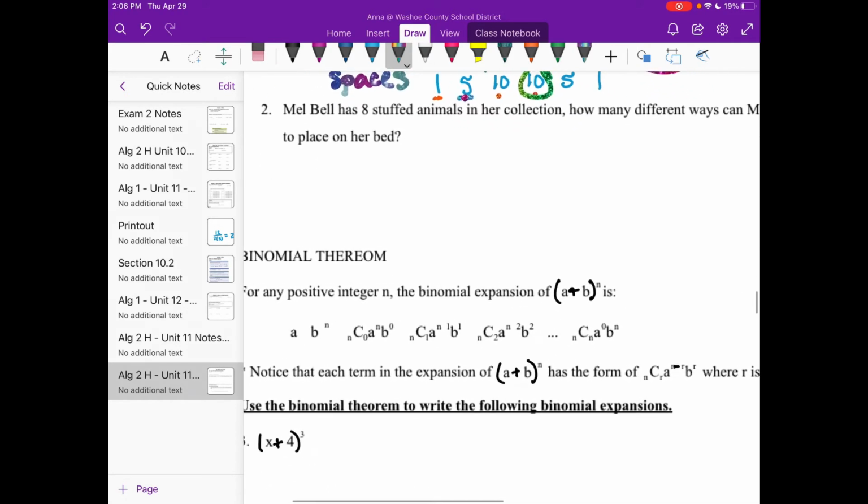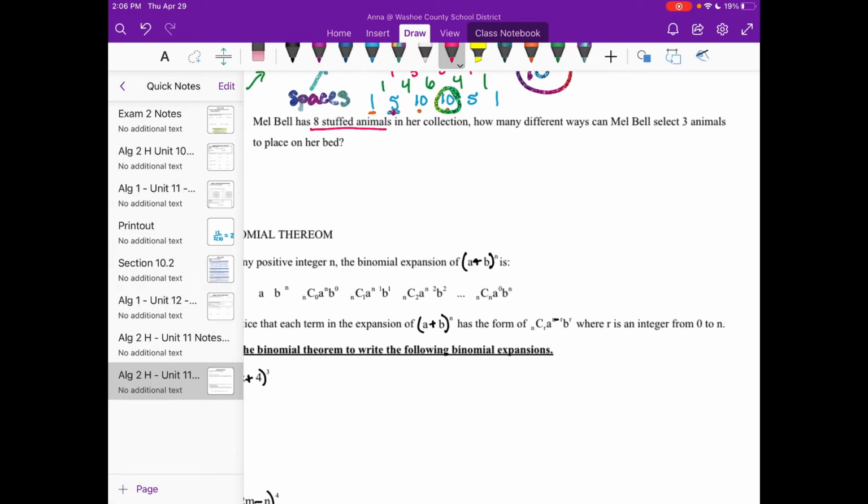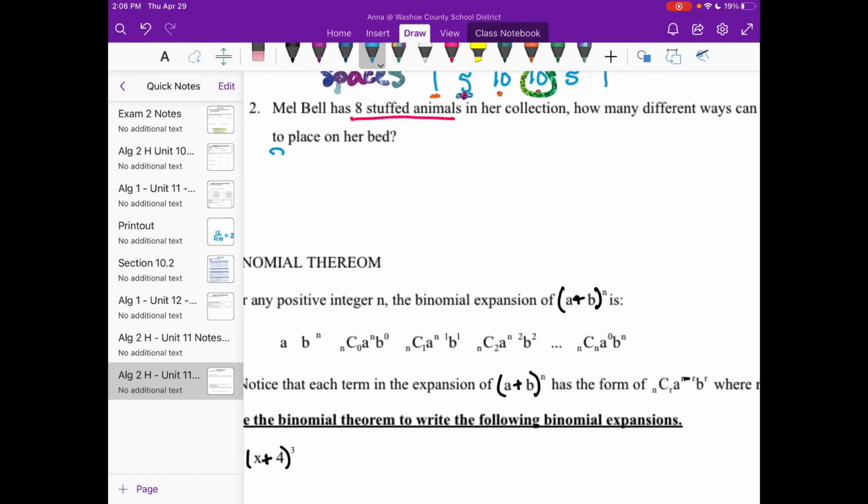Okay. Number 2, Melville has 8 stuffed animals in her collection. How many different ways can she select 3 animals? Okay. Again, this is like what we did the other day where we have 8. We are going to choose 3. So 8 choose 3. So I need to make 8 rows.